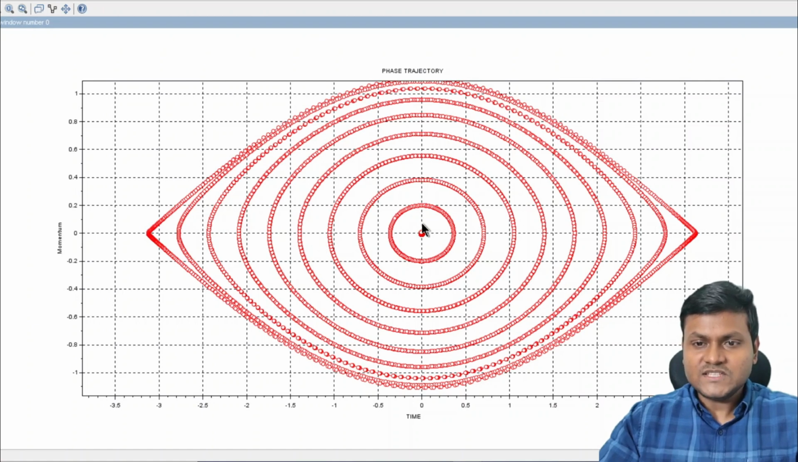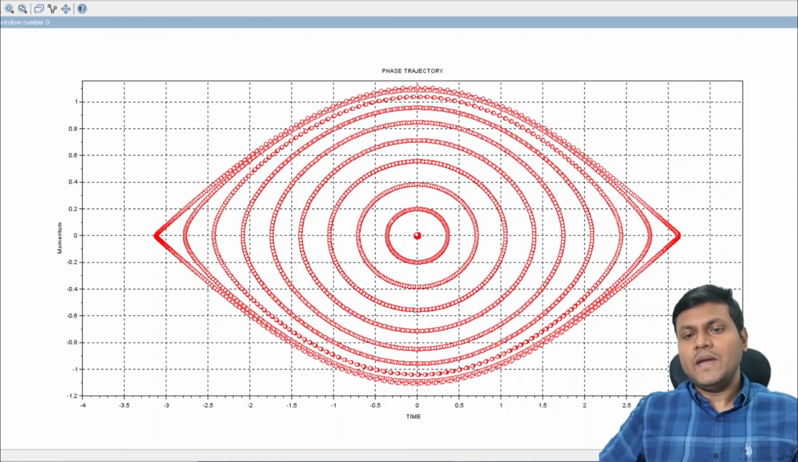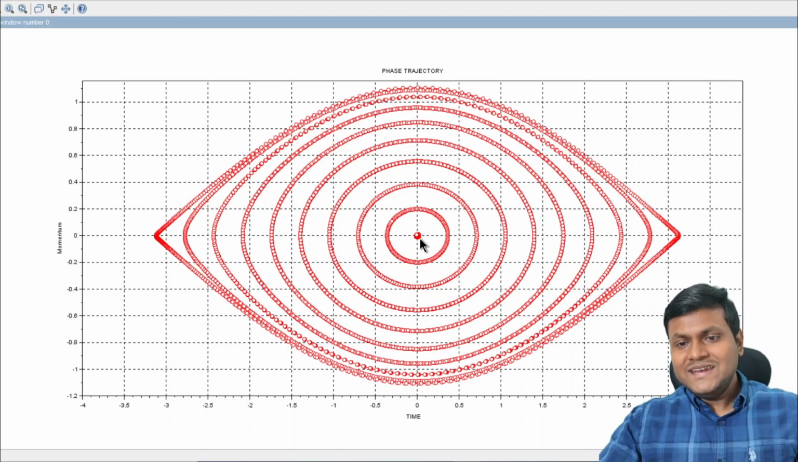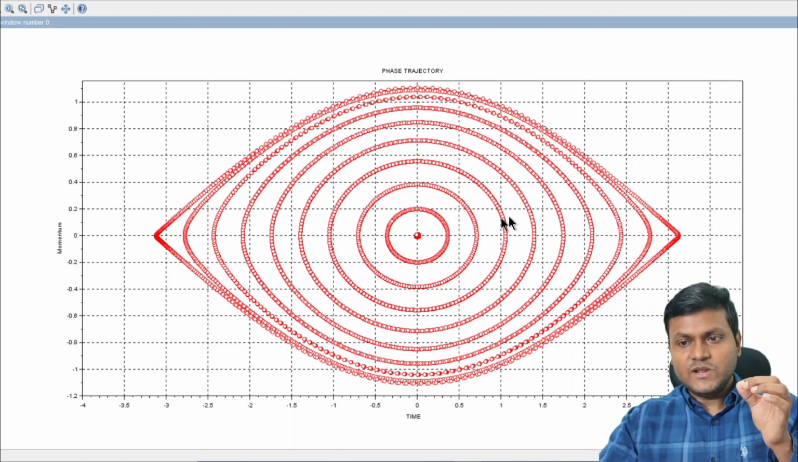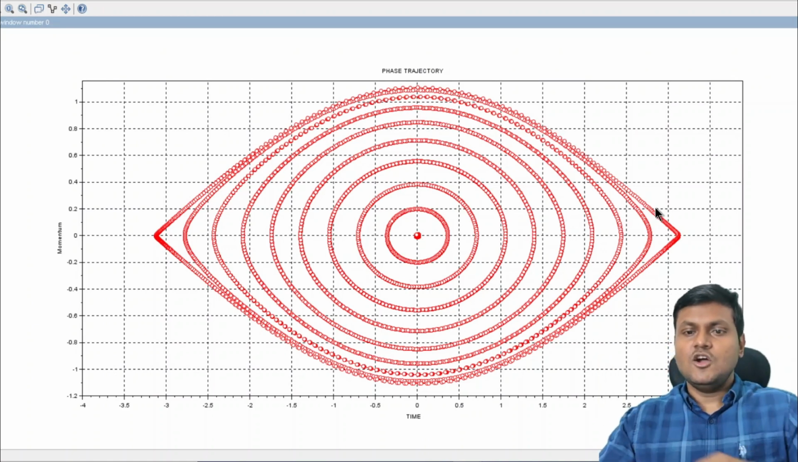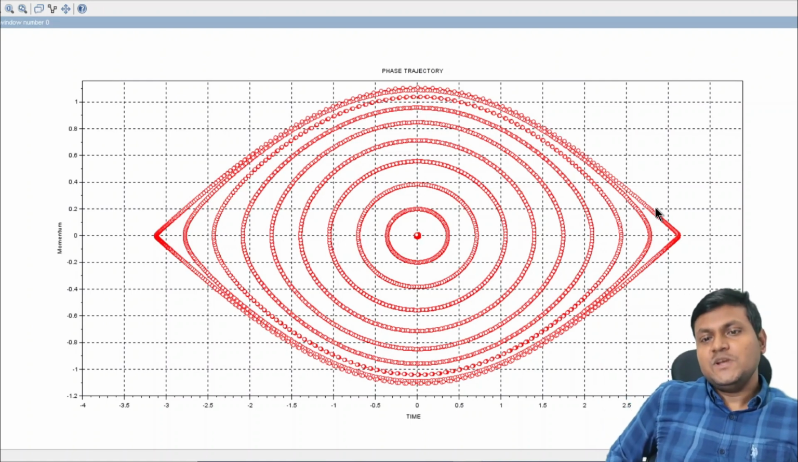So this is the phase space trajectory for a pendulum starting from 1 degree of initial displacement to 179 degrees of initial displacement. It is quite interesting to see, isn't it? It looks like some kind of a human eye or something. It is quite interesting.